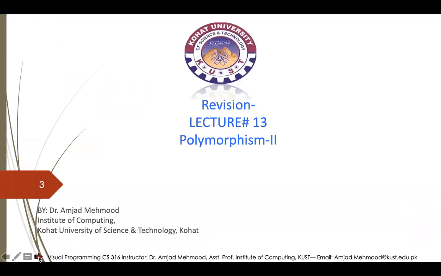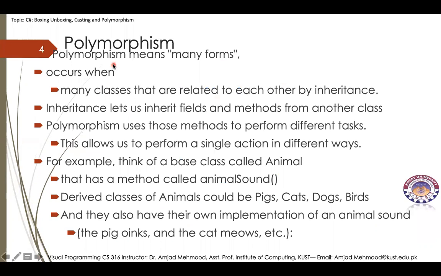So let's start with the revision of lecture number 13, which was on the topic polymorphism, part second. Polymorphism. So what is polymorphism? Poly is a Greek word, so it has two syllables. Poly means many, and morph means form. It occurs when many classes are related to each other by inheritance.